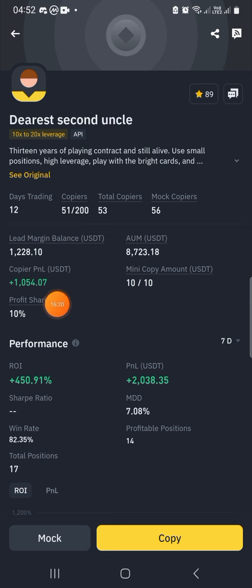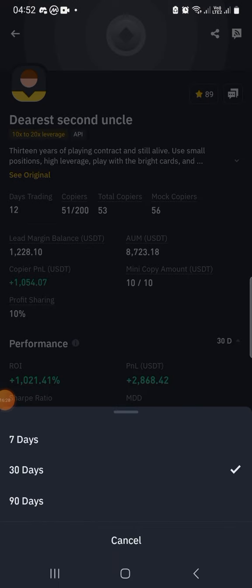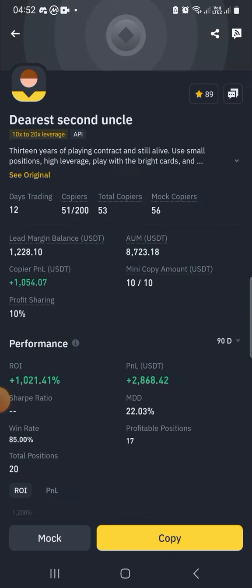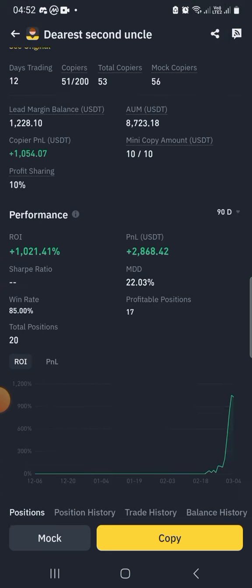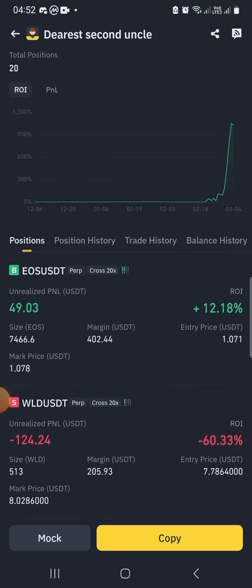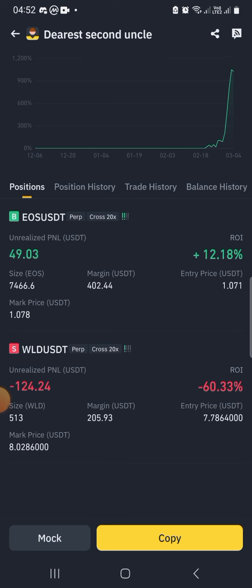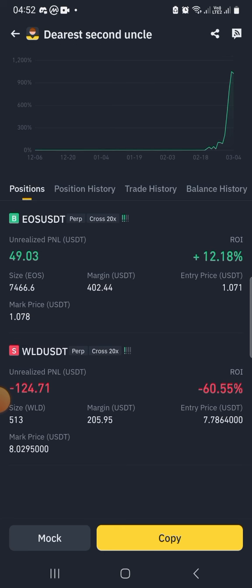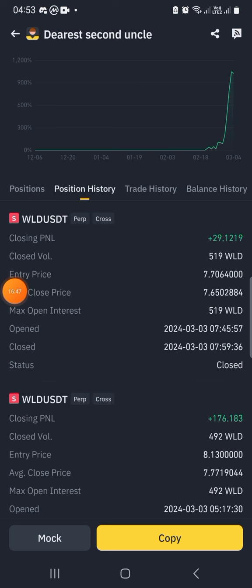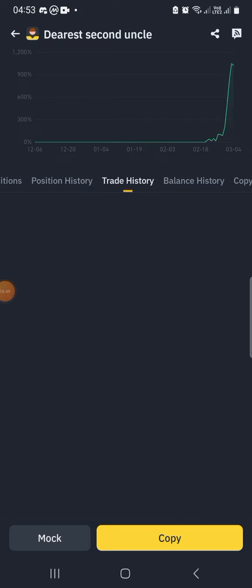And here in 7 days he has done around 450%. Let me see, in 30 days he did 1000%, and then in 90 days he's done also over 1000%. So well, okay, looks good. You can see the kind of positions right now. He's right now in an EOS USDT trade, and then a WLD USDT trade, right? So this one is in a loss and this one is in a profit. His position history, and then trade history and all that.